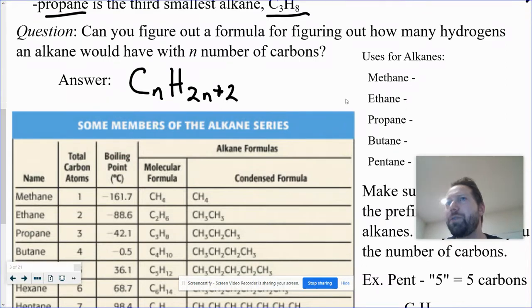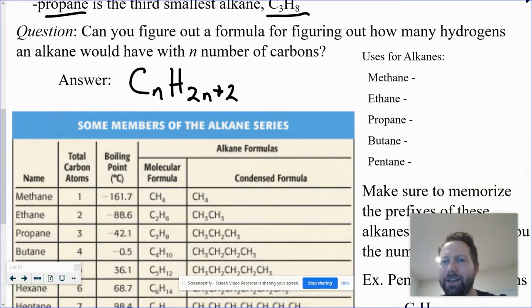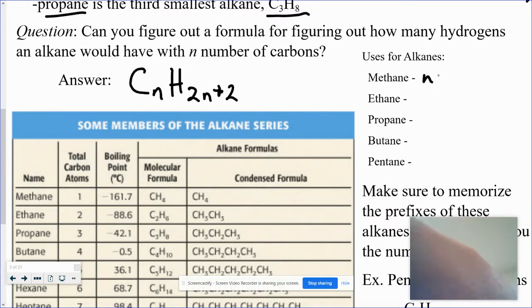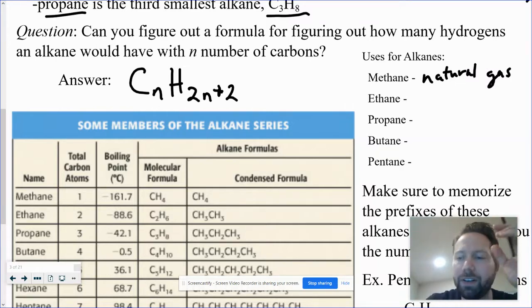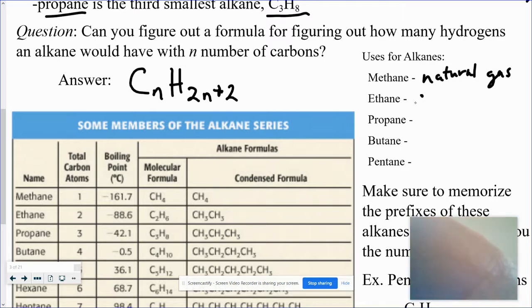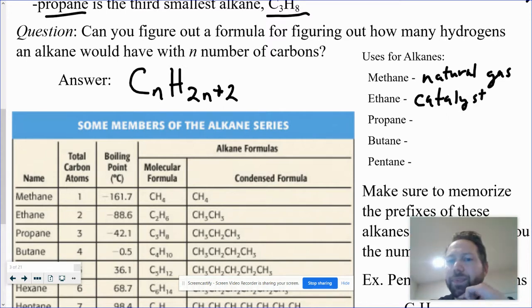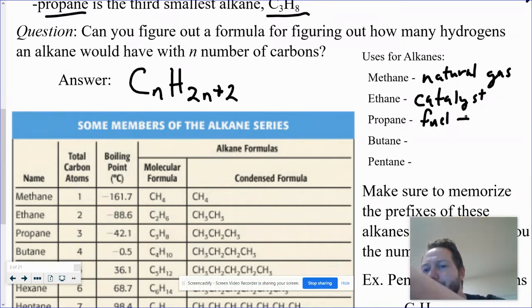We have a lot of uses for alkanes. Rather than just talking about the chemistry of it, we should talk about what it's actually used for in the real world. Methane is used as natural gas. This is the main component in natural gas. A lot of us living near city centers have natural gas, or methane. Ethane is actually used as a catalyst. It helps to speed up all sorts of chemical reactions. Propane is used as a fuel for cooking and heating. Some houses are heated by it.